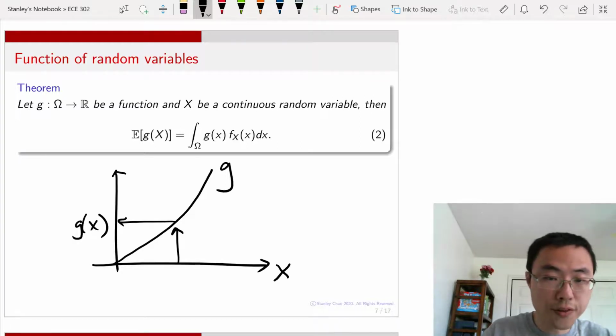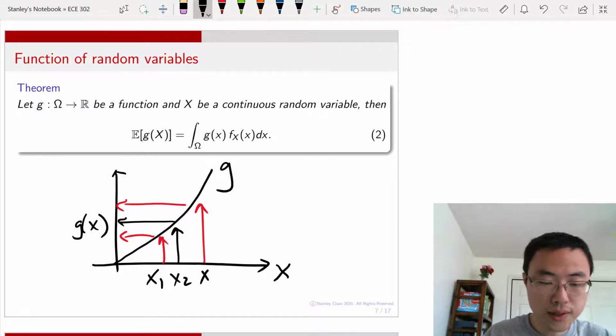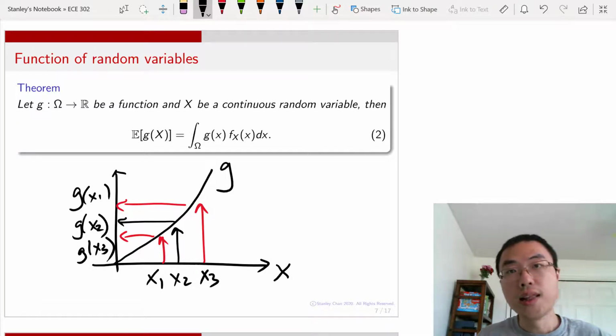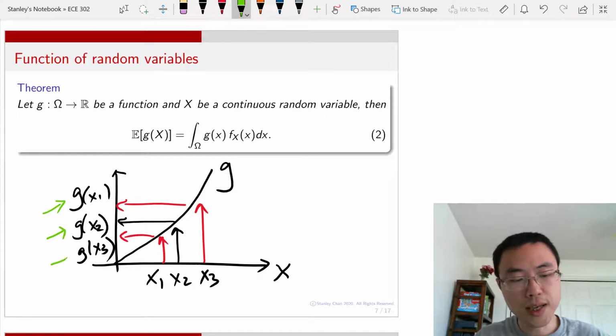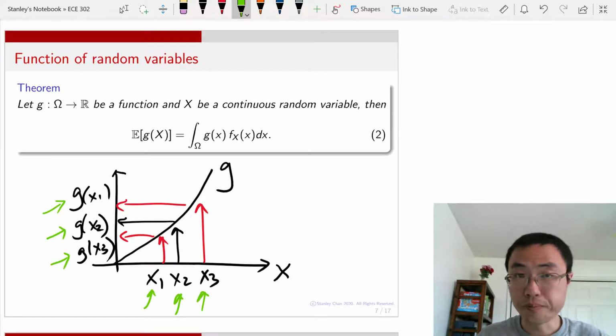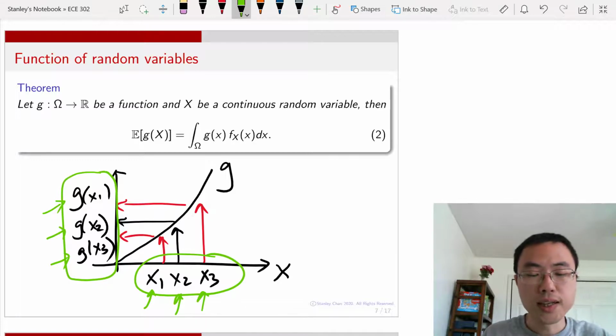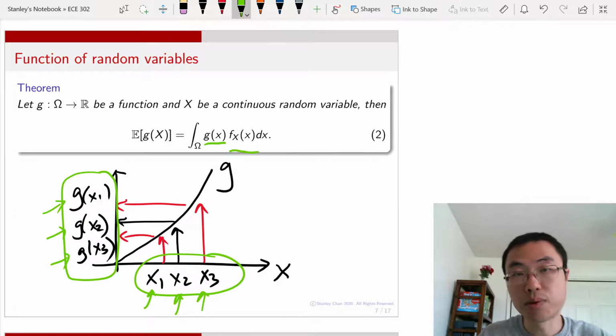Now, the probabilities of getting these states remain unchanged. So let's say here you have x1, x2, and x3. Then you have g(x1), g(x2), and g(x3). The probability of getting these is the same as the probability of getting these. Therefore, if you try to calculate the expectation of these after this transformation, it will be these state values times their respective probabilities, which is this equation. These are the state values times the probability. You integrate, and that will give you the expectation.